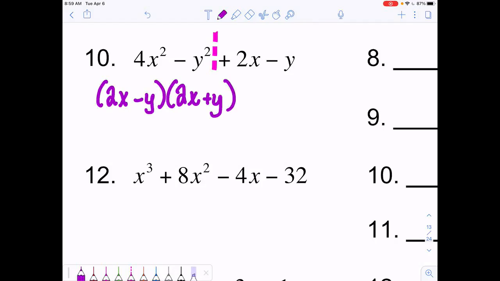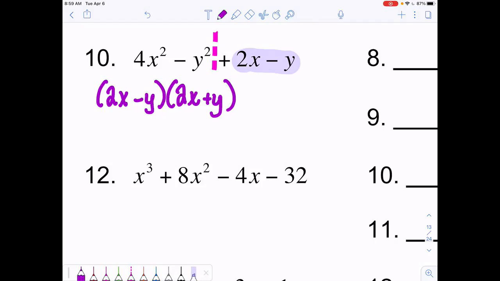So it is still a type of factoring. Not always do you have to just pull a GCF out. You're still grouping, but instead of pulling a GCF, you're factoring because they're a perfect square. Now, the second group, 2x minus y. Again, they don't have anything in common. It's just 2x minus y.